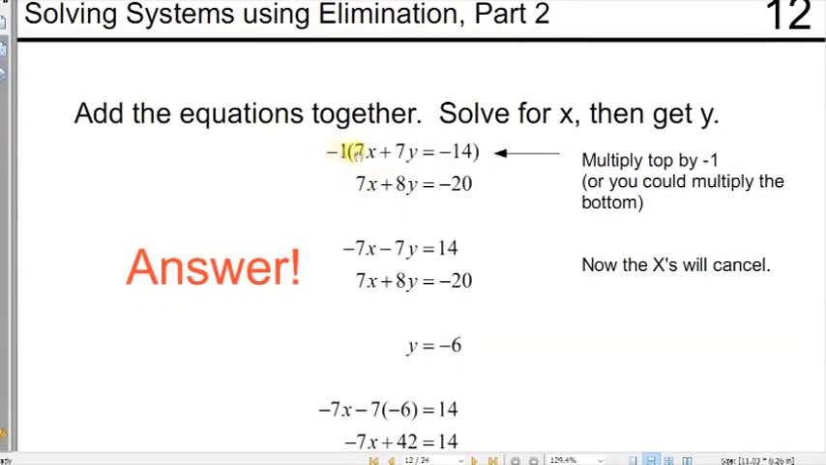So top by negative 1. After I do that, these are the two equations I have right here. Notice the x's cancel out. You know what? Watch this. I've got this crazy drawing thing. The x's cancel out. Am I drawing? Oh, I am drawing. Man, I'm so snazzy. And this becomes a 1y. There's the one that we normally wouldn't show. So y equals negative 6.